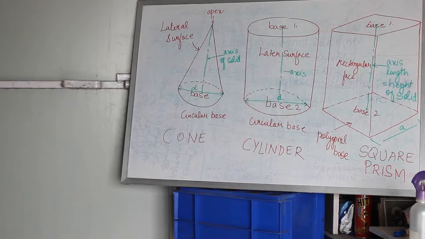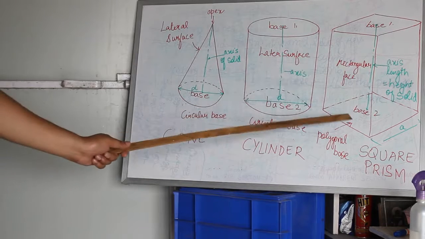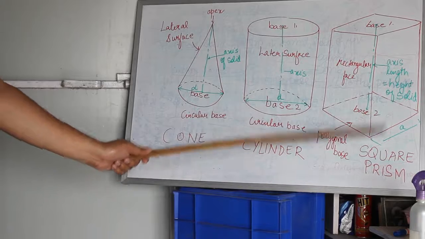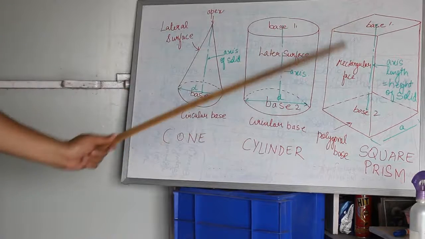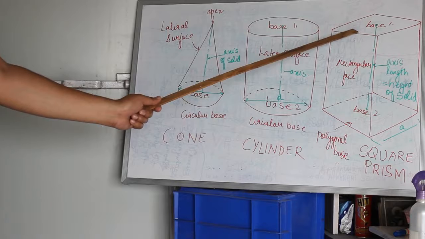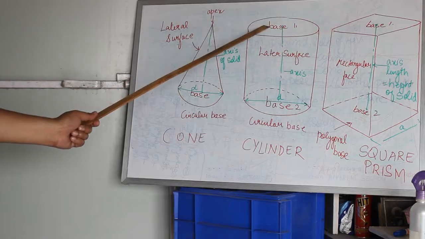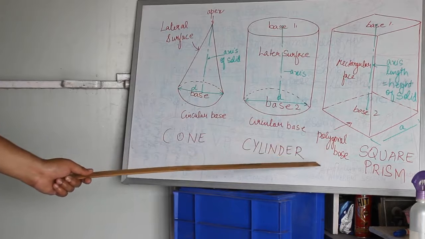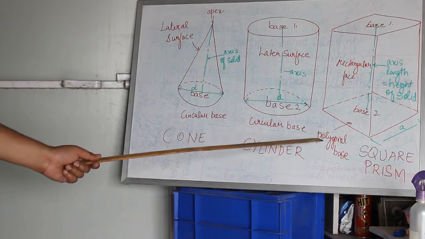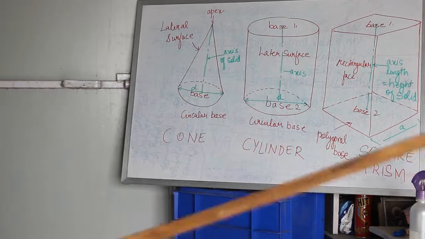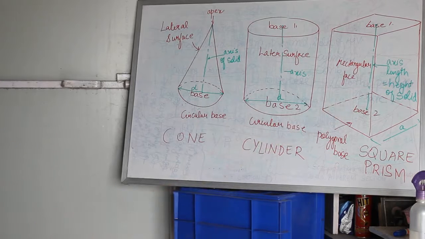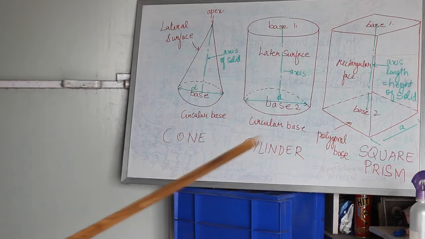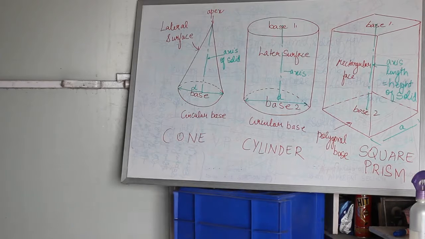Moving towards the square prism, a prism has two bases, but not circular bases. If it was a circular base, it would be a cylinder. Now the shape of the base is a polygon. Why do we say polygon? Because a polygon has equal and similar sides, all the sides are equal, right?